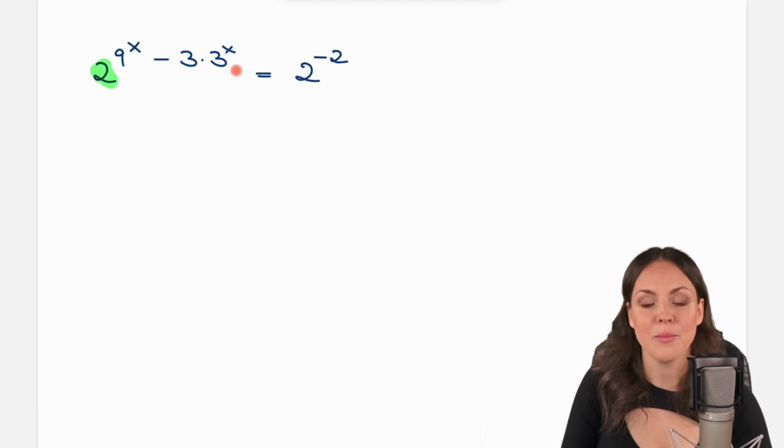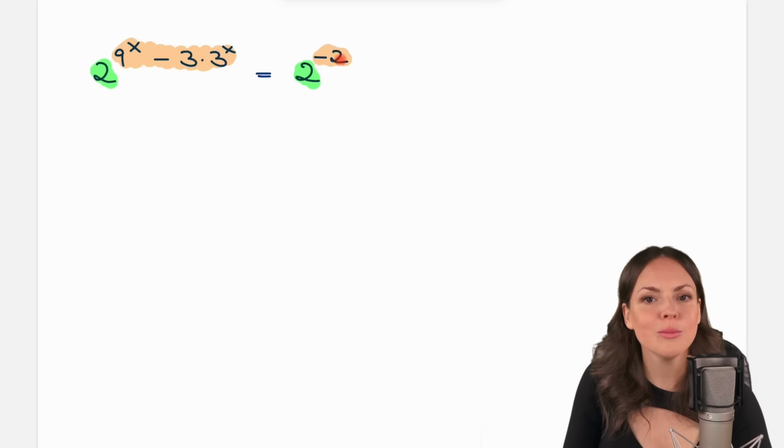And now if I compare the two sides, I have base 2 here and base 2 here. And I have 2 to the power of this thing and 2 to the power of this thing. The bases are the same, so these orange exponents have to be the same as well. So I can just take this orange thing and set it equal to this orange thing.